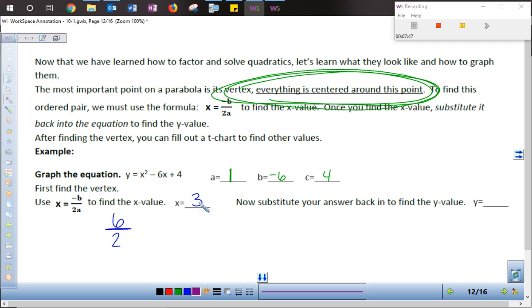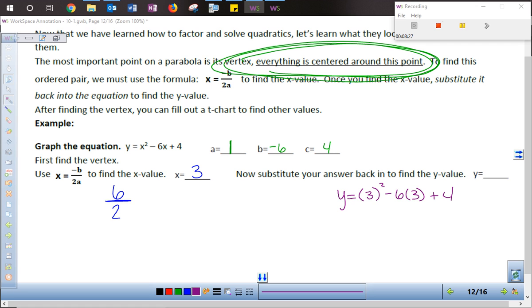Now to find my y value, you need to substitute my answer for x back into my original equation to find y. Now remember, when we substitute a number in, every time we see that variable, that's where we put the number. But don't forget, we have to put parentheses around the variable when we substitute it in. So I'm going to have y equals, instead of x squared, I want 3 in parentheses squared, minus 6 times 3, again in parentheses, then plus 4. Now, I am completely aware that we can put this in our calculator, but let's just get a little bit of practice with doing some math in our heads. So follow the order of operations.